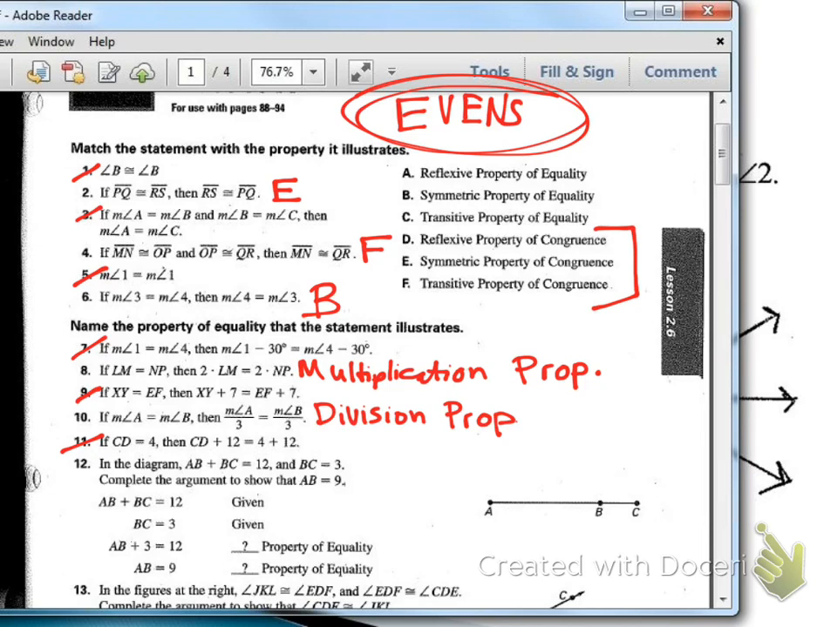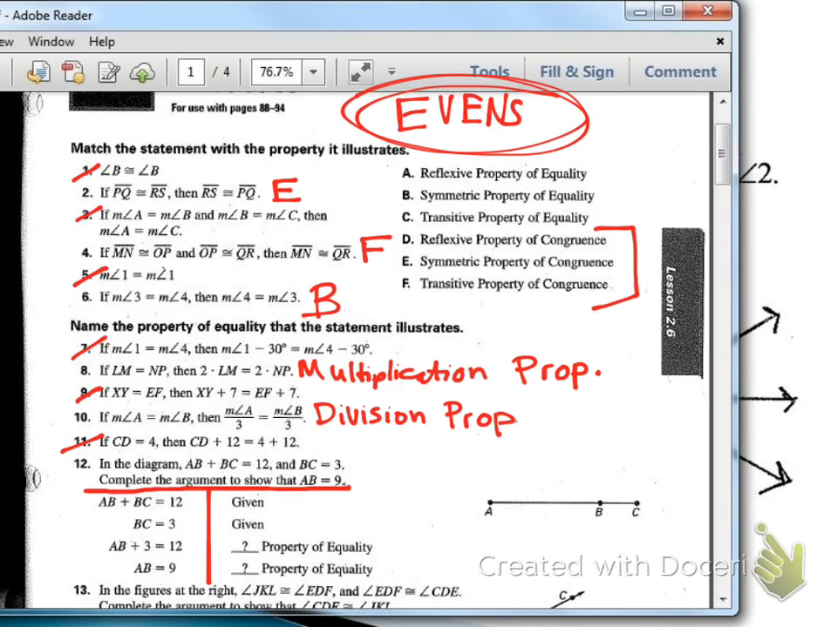Alright, and then number 12 is a proof. Now, they don't put the little t in there. I like it, so if I was you, I would add it. But it says in the diagram, AB plus BC equals 12 and BC equals 3. So those are both the things that are given, right? You can see they write out exactly what I just said, followed by the word given.